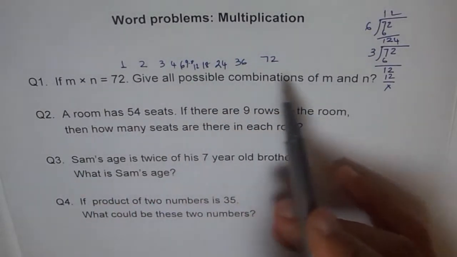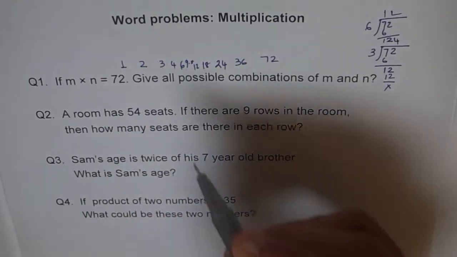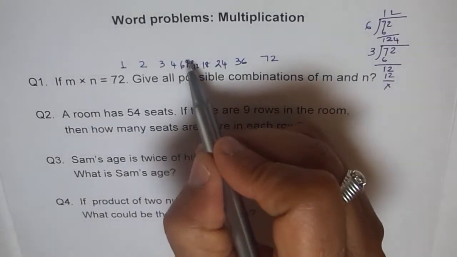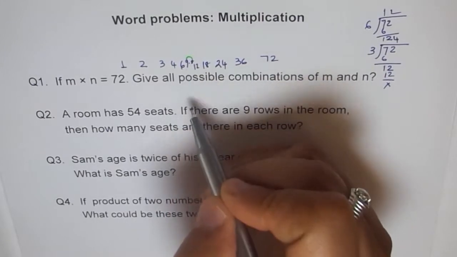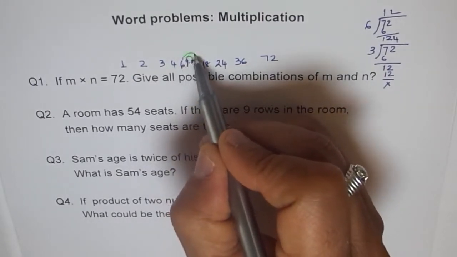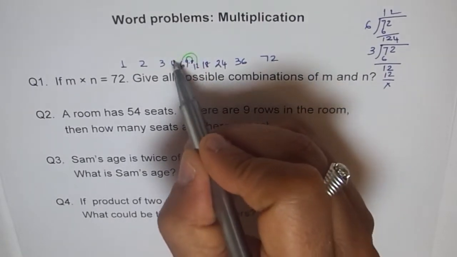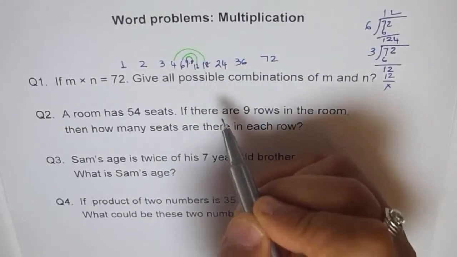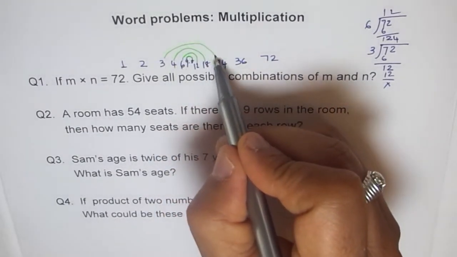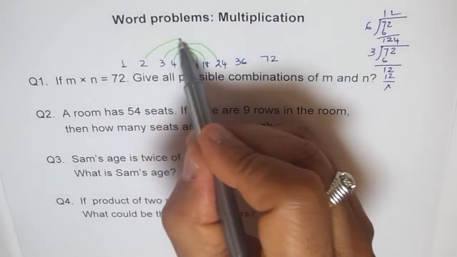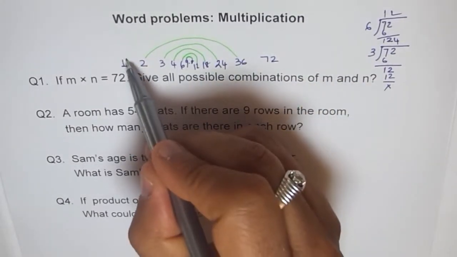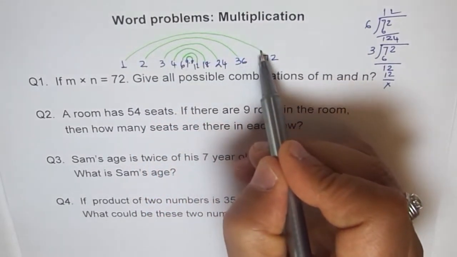I should have really given you more room here, right? But anyway, 9 times 8. So we can say 9 times 8 is 72. 6 times 12 is 72. 4 times 18 is 72. 3 times 24 is 72. 2 times 36 is 72. 1 times 72 is 72.